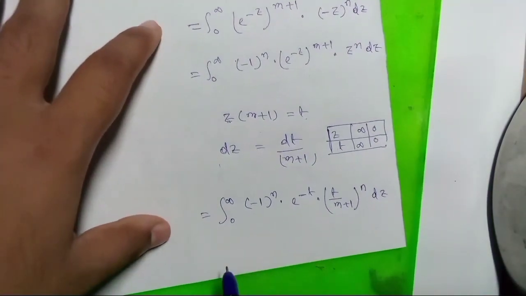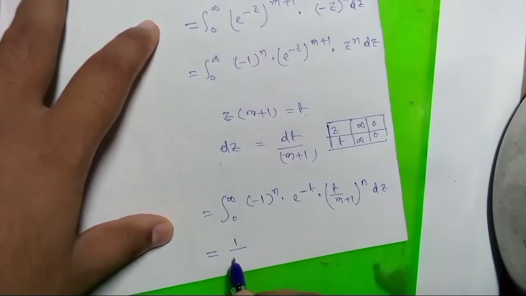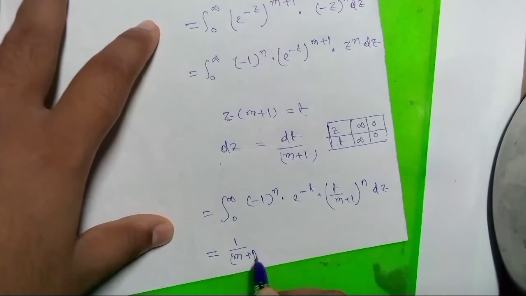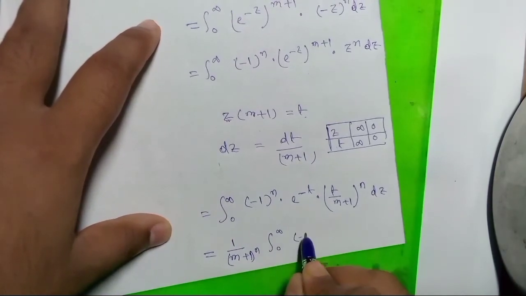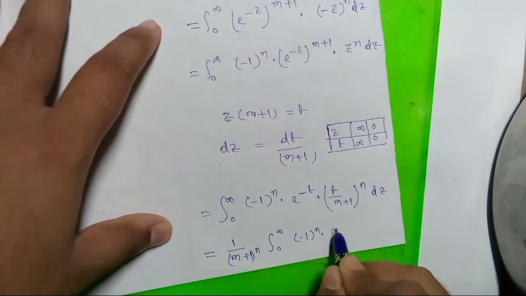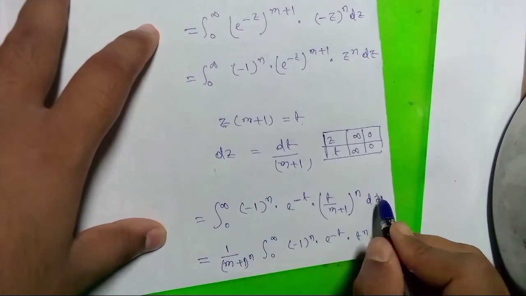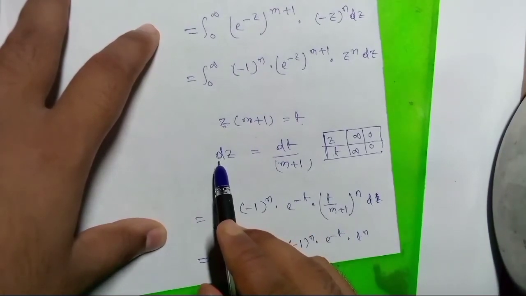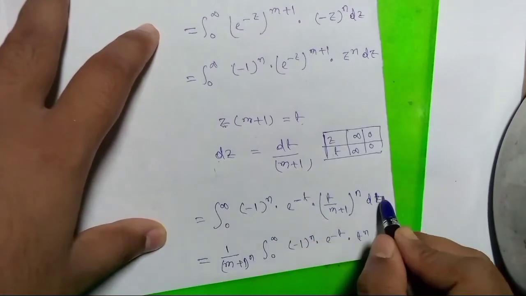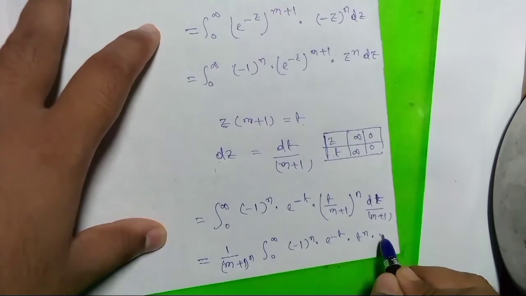So 1 divided by (m plus 1) to the power n, integral from 0 to infinity of (minus 1) to the power n e to the power minus t times t to the power n. Sorry, this is dt. When we change dz to dt, then it will be dt by (m plus 1), t to the power n dt by (m plus 1).